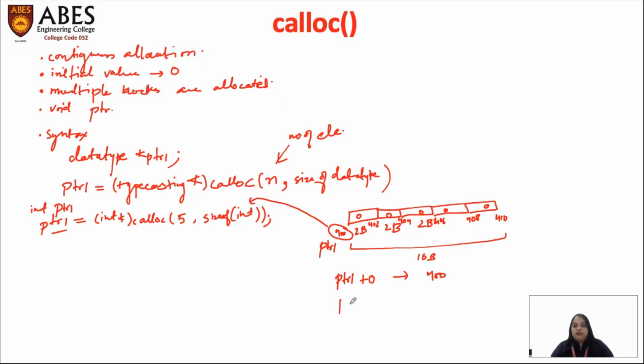Then ptr1 plus 1. Now this will be 400 plus 1 address of 2 bytes, so 402. This will be the next location that it points to. So 0, 1, 2, like we denoted the index values. If we add these, it will denote the same address value of each element at the index. So we can access them with the help of this only.